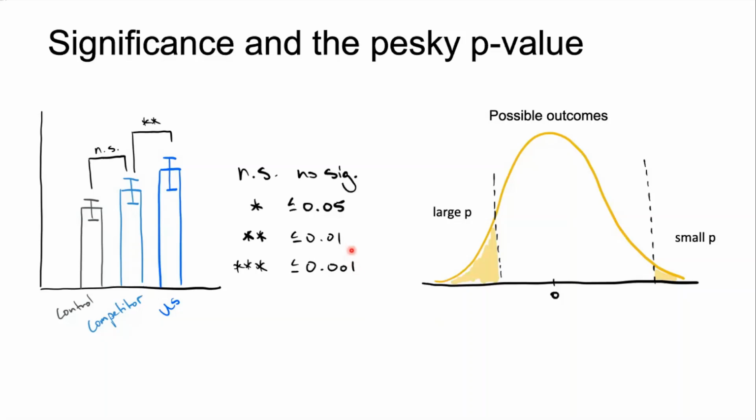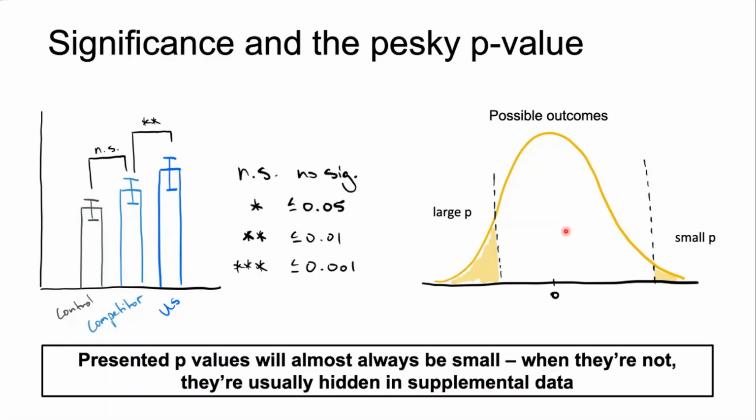But the reason why you can have smaller and smaller p-values is that if you think about this distribution of possible outcomes, the line doesn't actually go to the x-axis. It goes to infinity, smaller and smaller, right? So this is a theoretical distribution. All right, so presented p-values are almost always small, right? You almost always see stars and people saying, hey, we have statistical significance here. And when they're not, they're usually hidden in the supplemental data.